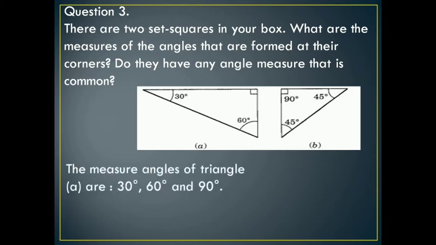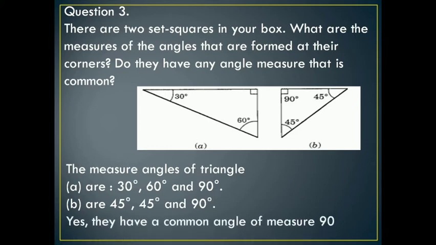So the measures of angles of triangle A are 30 degrees, 60 degrees and 90 degrees, and B are 45 degrees, 45 degrees and 90 degrees. So yes, they have a common angle measure of 90, because the adjacent sides of both set squares are perpendicular to each other and they are making a 90-degree angle.